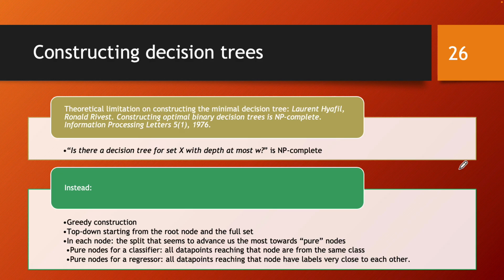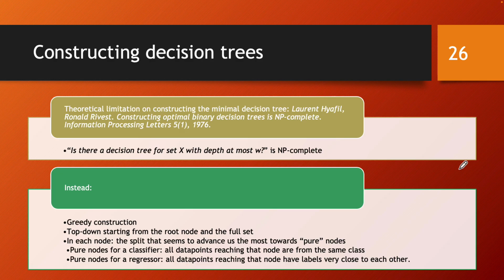Obviously, you can have many different trees, and in principle, you would like to have the smallest one. So, for example, the tree that has the smallest possible depth, or said in different words, the decision tree that has the fewest number of leaves. This is a problem that's known for a long time already to be computationally very difficult. In fact, in this formulation of the problem, where you ask, do I have a decision tree for set X with depth at most W, where W is a parameter, we know that this problem is NP-complete.